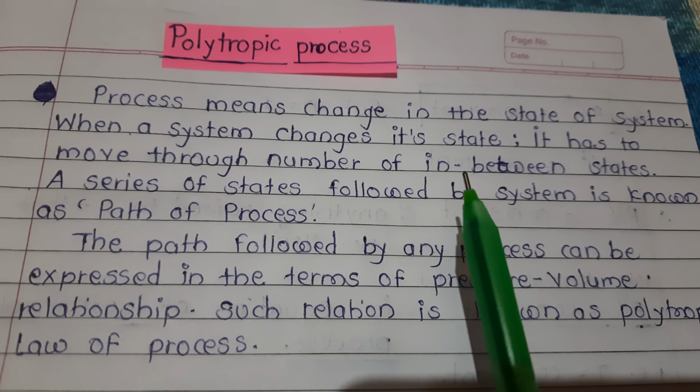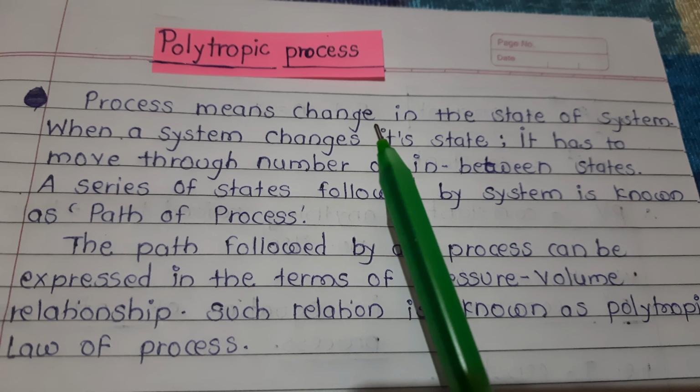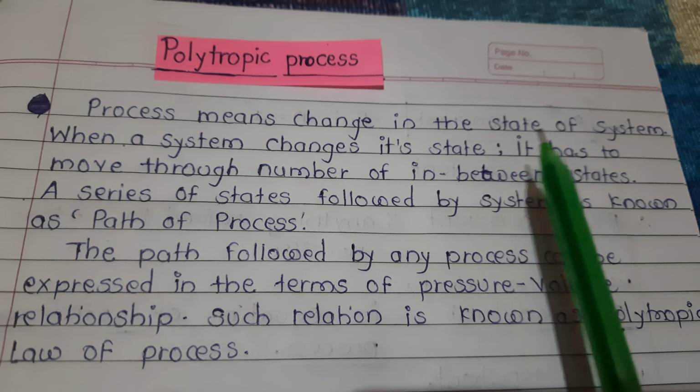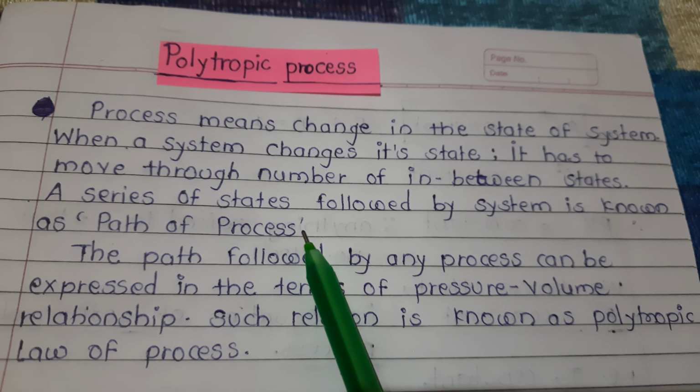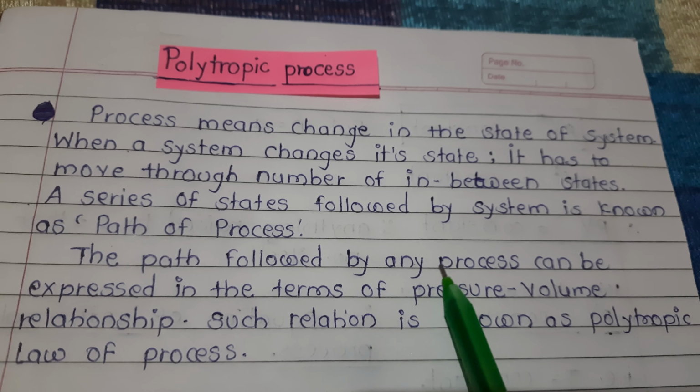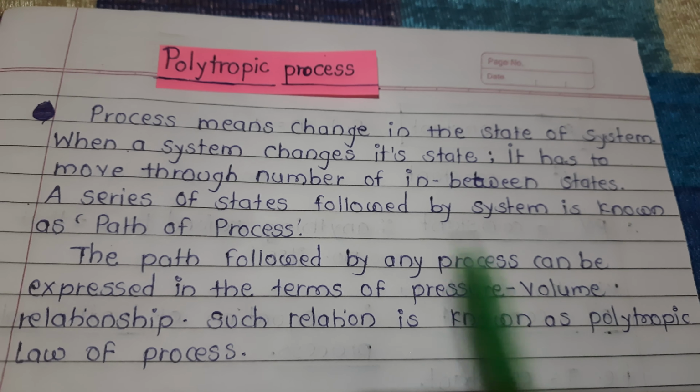Okay, let's start. Process means change in the state of a system. When a system changes its state, it has to move through a number of in-between states. A series of states followed by the system is known as the path of a process. The path followed by any process can be expressed in terms of a pressure-volume relationship. Such a relation is known as the polytropic law of the process.